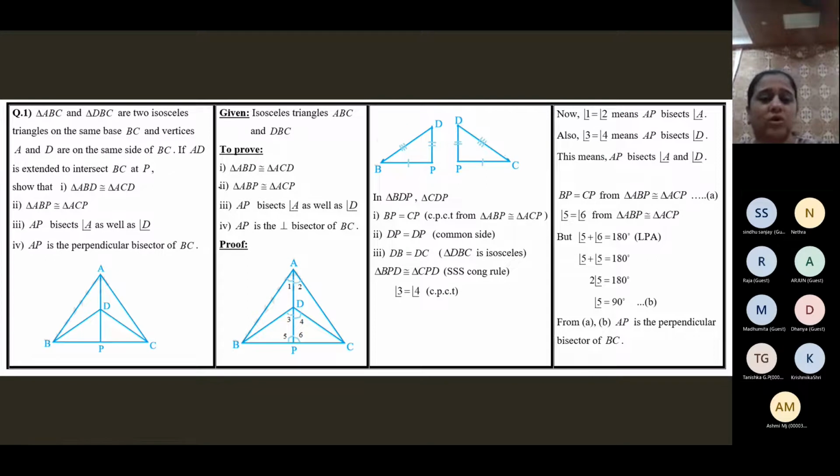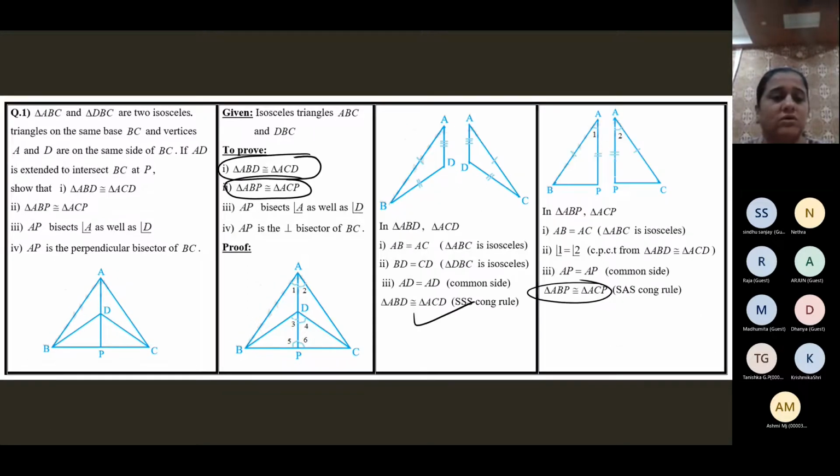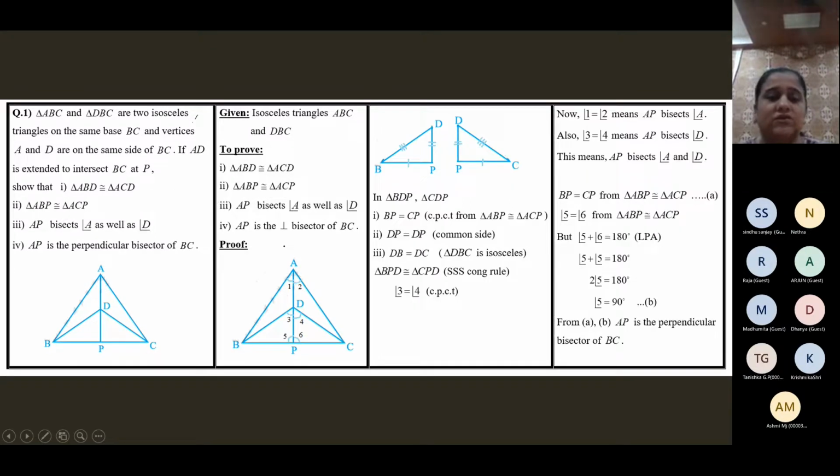Okay, next. I told you, this is the question, and the first two columns have repeated in the next slide. So this is the next proof, the third one. AP bisects angle A as well as angle D.